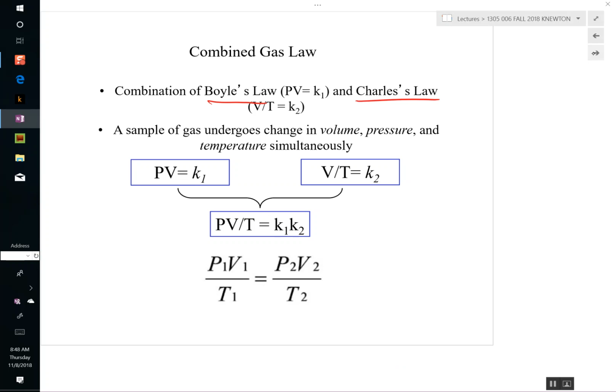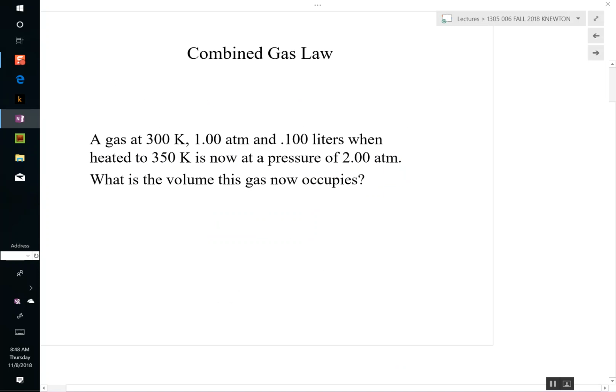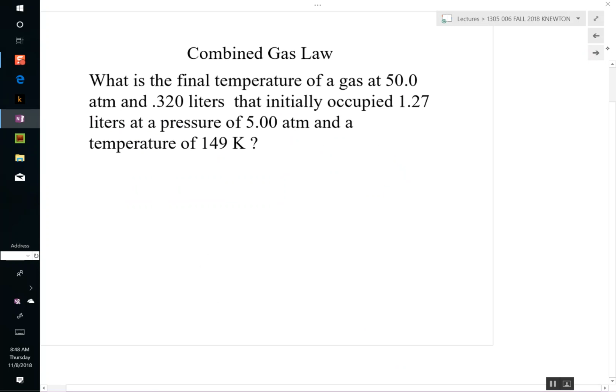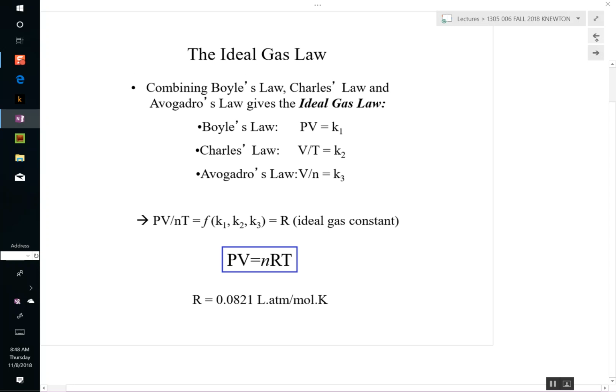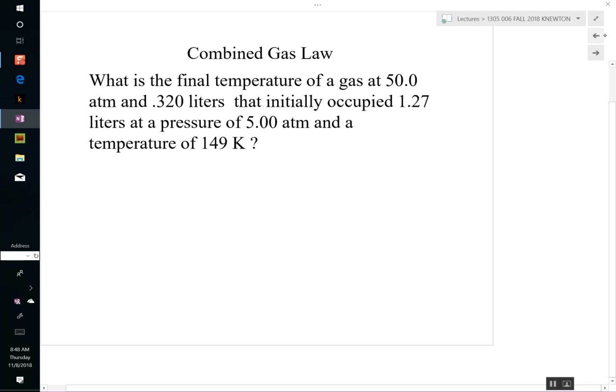Let's see if I have an example. Do I have a weather balloon example? I don't think so. Well, okay, these get kind of complicated. Without even reading this, look at it. I'm going to put the atmospheres over here and the liters over here. 1, 2, 3, 4, 5 things in here, and they're asking you for a 6th one. That's the combined gas law.